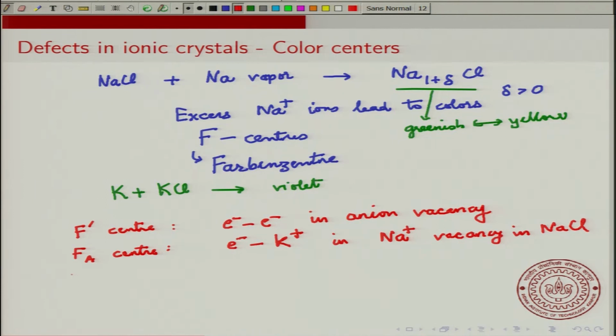Then there are things like the M center, which is a pair of nearest-neighbor F centers, and so on. You could also get things like R centers, F centers in perpendicular planes in 1-1-1 planes, and ionized centers and so on.